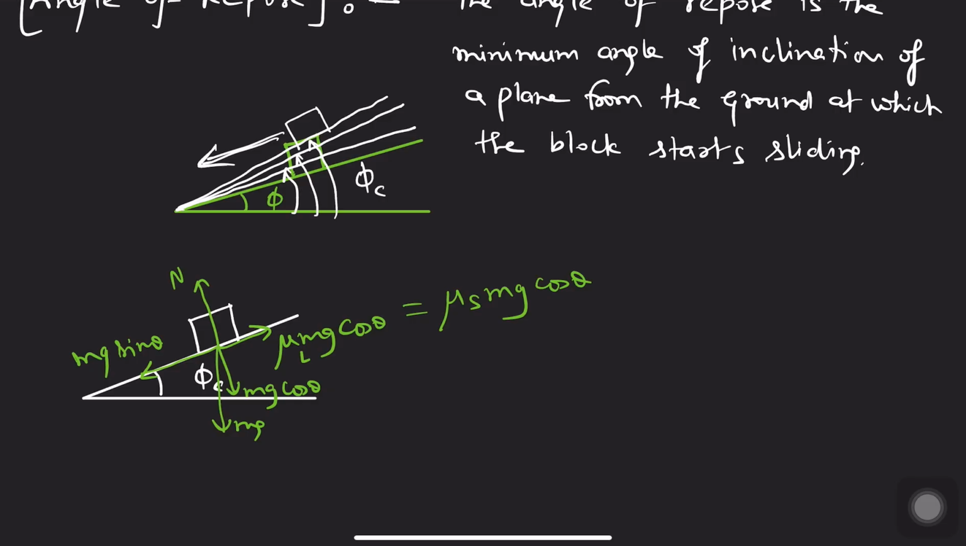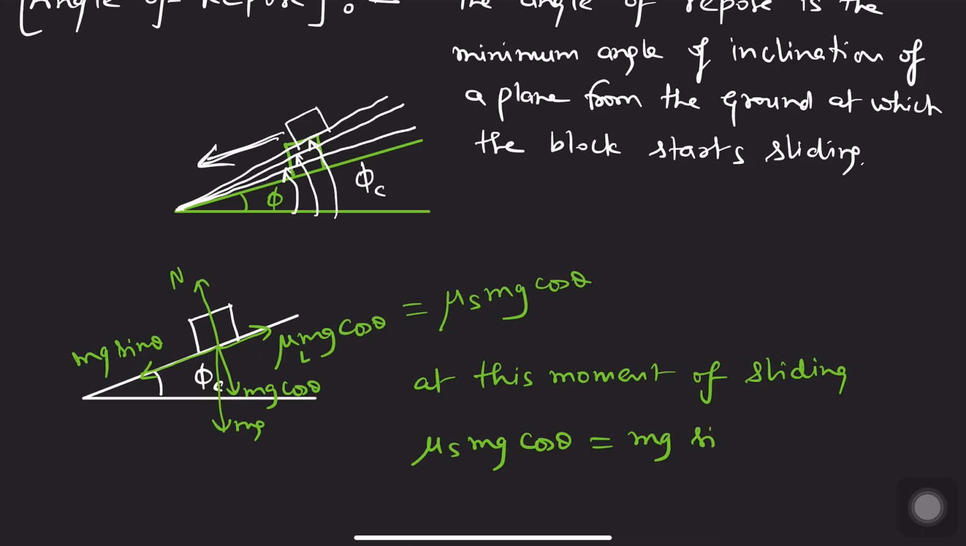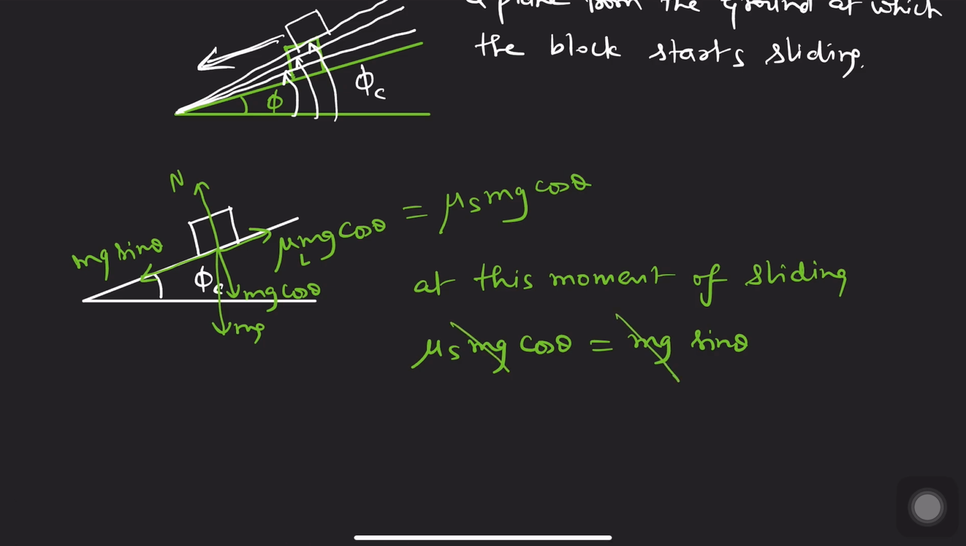So what we can say is that at this moment of sliding, mu s mg cos theta will be equal to mg sin theta. Mg cancels, so mu s is equal to tan theta. So we have found out the value of the static friction coefficient between the block and the surface.